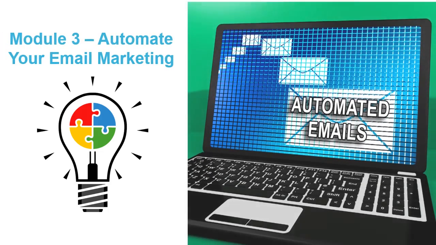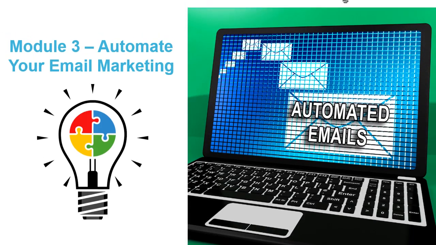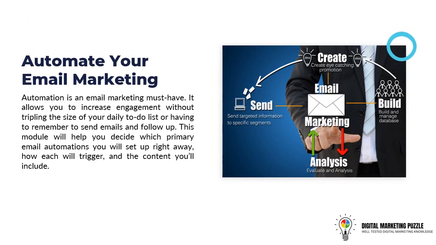Module 3, Automate your email marketing. Automation is an email marketing must-have. It allows you to increase engagement without tripling the size of your daily to-do list or having to remember to send emails and follow up. This module will help you decide which primary email automations you will set up right away, how each will trigger, and the content you'll include.